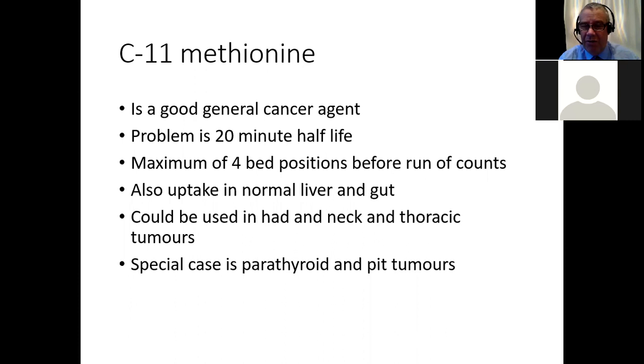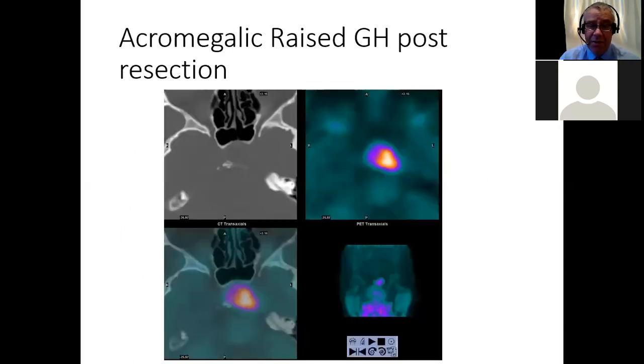Now, because you only have about a 20-minute half-life, if you're doing 10-15-minute bed positions, you run out of bed positions after about 4 runs. So we can only really see one part of the body. It also has normal uptake in liver and gut, because if you think about it, they're dealing with amino acids all the time. But it's very good for head and neck and thoracic tumors, and has been used, as I showed you yesterday, in parathyroids and pituitary tumors.